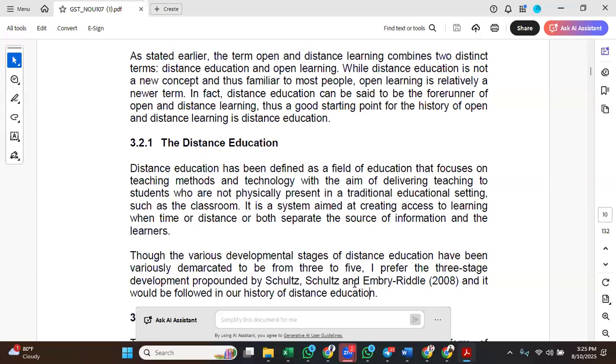Like the stages, that means starting from the time that distance education commenced, then over time, there have been like 5 stages. Some people have demarcated it into 5 stages, maybe the preliminary stages, the continuous stages, and so on. But for this our own material, we choose the 3-stage development provided by Schultz and Embry-Riddle in 2008. That is the one we are going to follow.